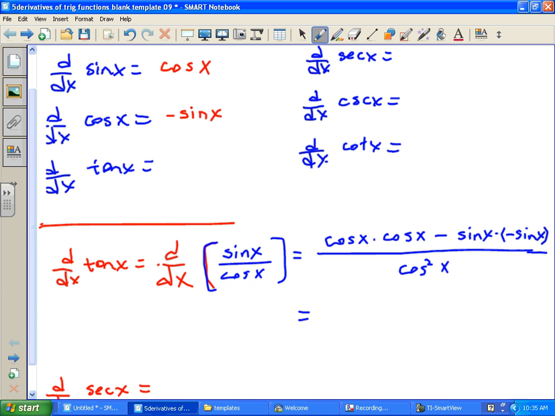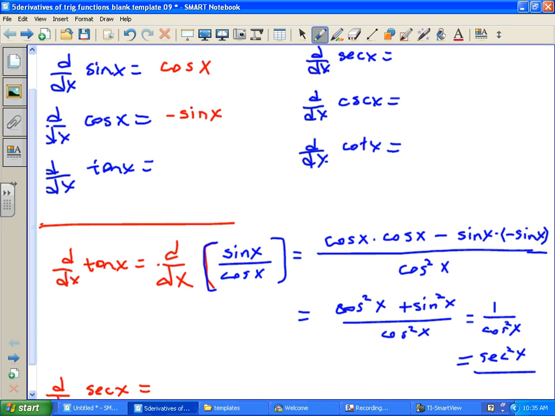On the top, the two negatives give us a plus in the middle, right? So we're going to have cosine squared plus sine squared on the top. And how can we simplify that? As 1. So what is the final answer then? 1 over cosine squared x, very good. You can simplify 1 over cosine squared as secant squared x. So this is the result I'm going to fill in our table: the derivative of tangent is secant squared.